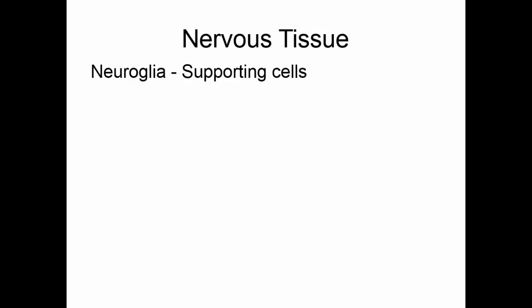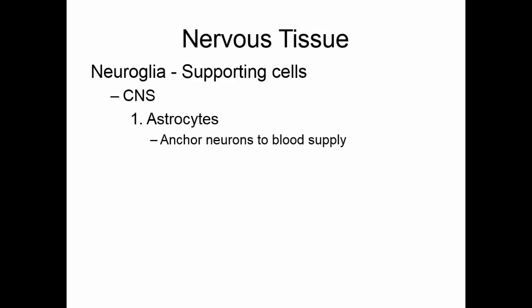The neuroglia are the supporting cells, and there are 6 different kinds of neuroglia. 4 of them are found in the central nervous system, and 2 are found in the peripheral nervous system. In the central nervous system, we have the astrocytes. These are going to anchor the neurons to the blood supply. Also, they're going to act as a barrier between the blood and the neurons. They're going to protect the neurons from some of the substances that may be in the blood.